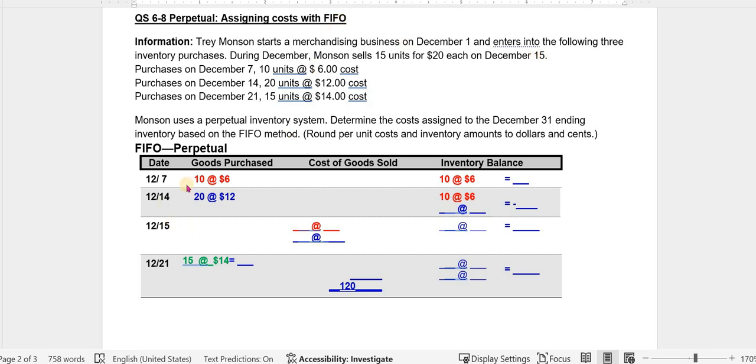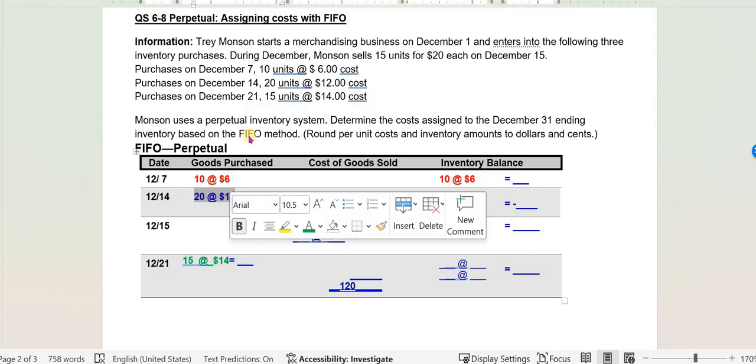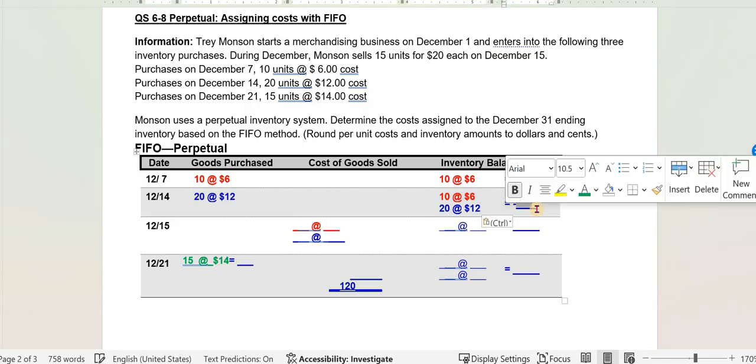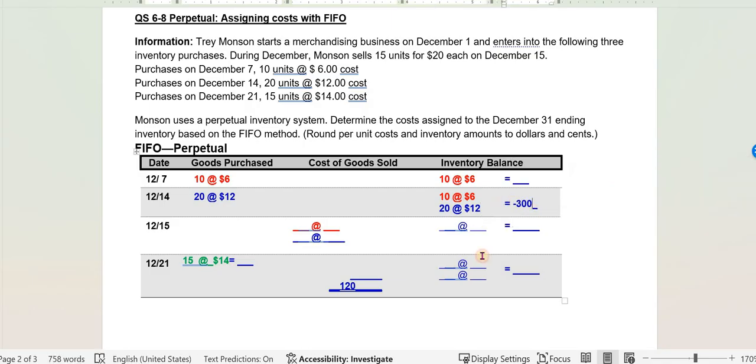So first we're going to do FIFO. So let's go. You can see I've already filled in some stuff. On December 7th, he bought 10 units at $6, $60 worth of inventory. Then on the 14th, he bought 20 units at $12. Well, he already had 10 units in inventory, didn't he? So now he's going to have a second layer of inventory that costs him $12 a unit. I'll call it the red layer and the blue layer. What's the value of his inventory? 240 plus 60 is $300. Not minus 300, but 300.